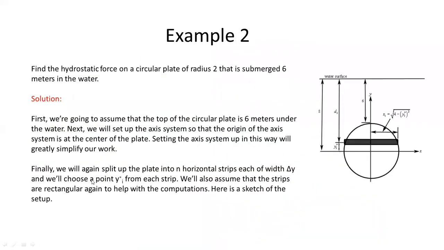And this is the last. Now find the hydrostatic force on a circular plate of radius 2 that is submerged 6 meters in water. So this is the 6 meters that is mentioned. So this circular plate is submerged 6 meters, and the radius of the circular plate is 2. So this one is the radius, which is equal to 2. And by the way, this particular expression for the x here is already provided in the illustration. The relationship between x and y.